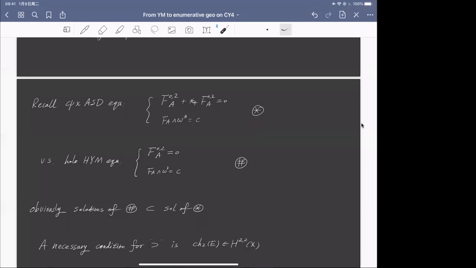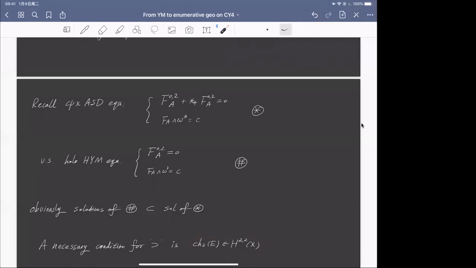Obviously, a necessary condition is that the Chern character of the bundle we start with should be of Hodge type, should be of type (2,2). This is because if we start with solutions here, and we want this solution to also satisfy this equation, this means that this D bar A already defines a holomorphic structure on the bundle. So these equations mean that this connection defines a holomorphic structure on the bundle. By standard characteristic class theory, we know that the Chern character has to be of Hodge type. This is something well known in characteristic class theory in complex geometry.